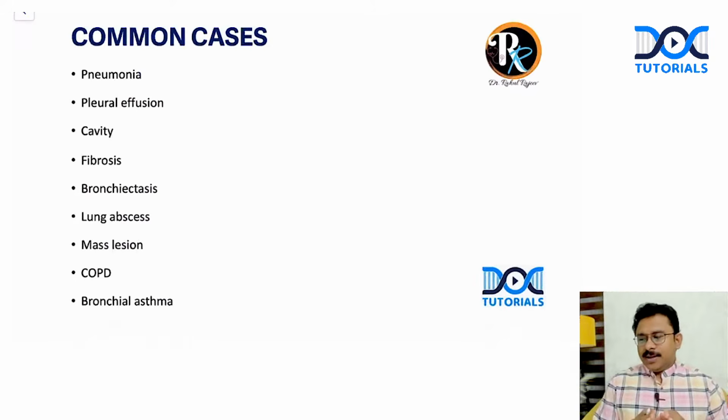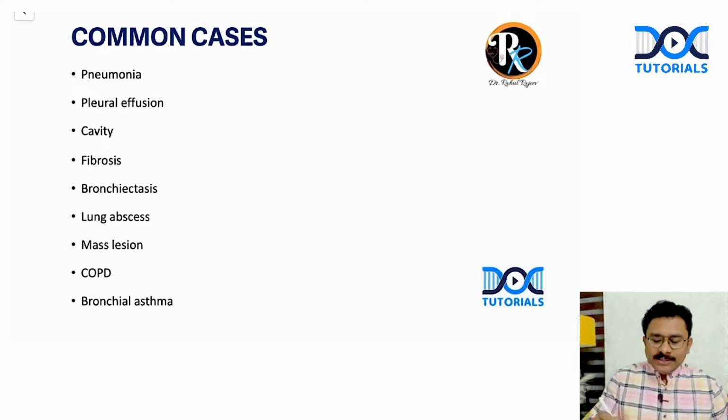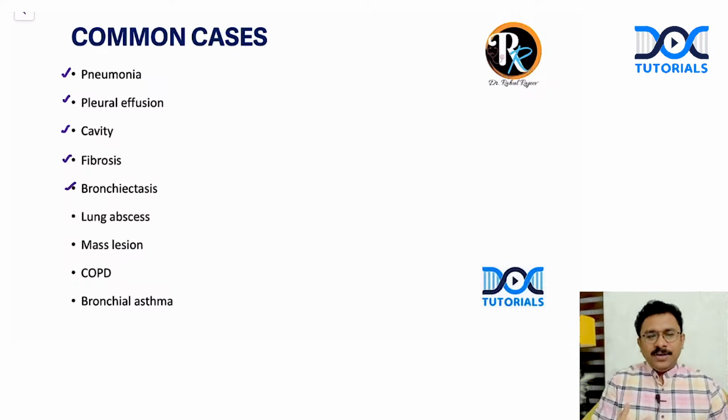I just want to tell you a few things. Number one, when it comes to a final MBBS practical examination, you should be aware of what are the common cases that are kept for your exam. Usually the common cases include pneumonia, pleural effusion, cavity, fibrosis, bronchiectasis. And when I say fibrosis, cavity, bronchiectasis, it can be due to different etiologies. You very well know that tuberculosis can result in cavity, and tuberculosis can result in fibrosis, which you call a post-tuberculous fibrosis or a post-TB fibrosis.